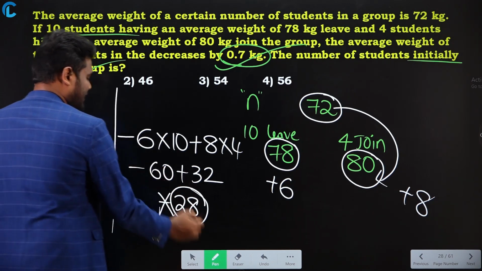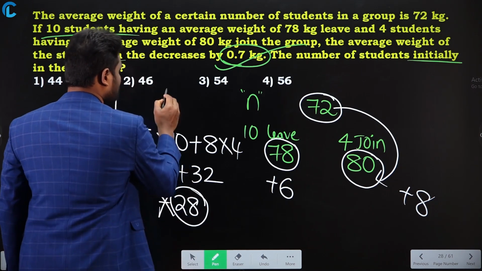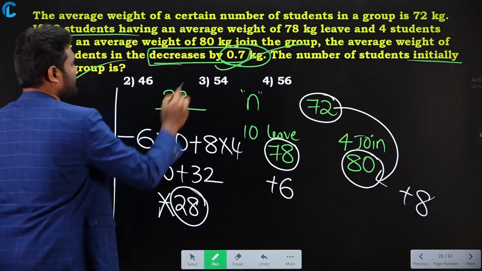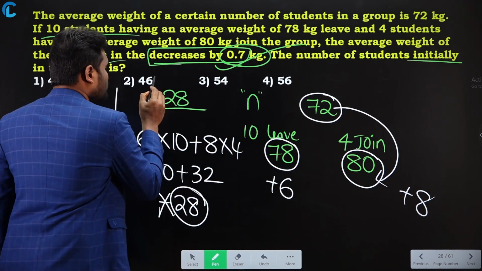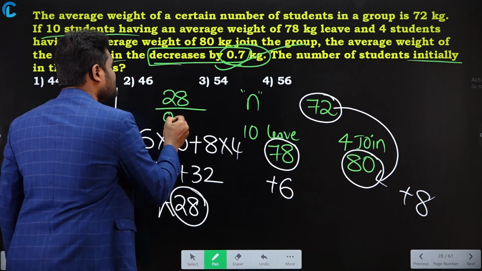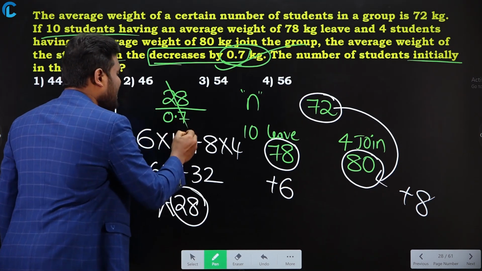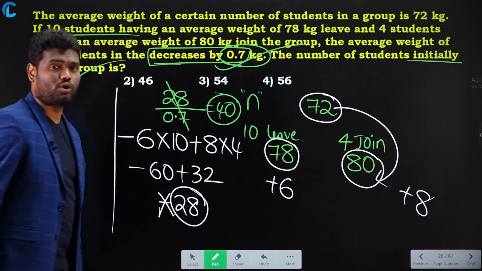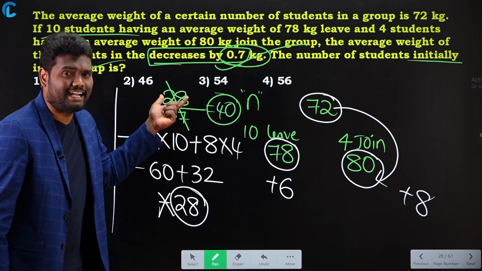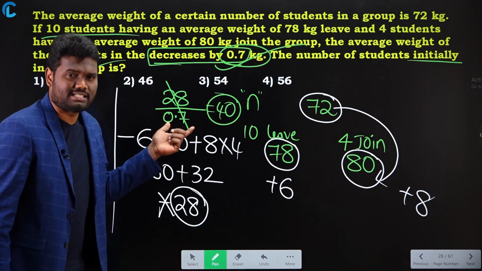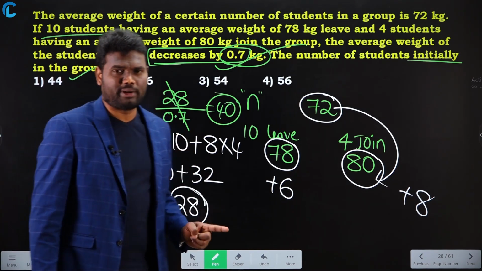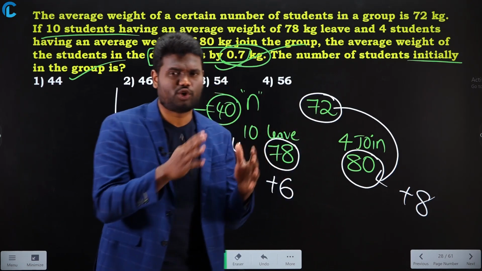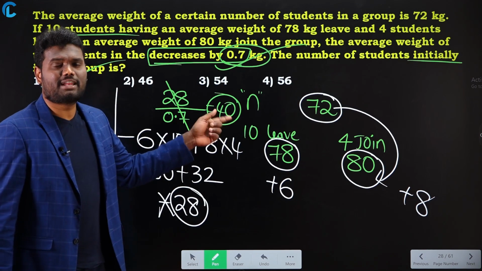Due to this 28 difference, what happened? The average decreases by 0.7. So due to this 28 difference, average decreases by 0.7 means total number of persons are like 40. Yes or no? Why? Because as the average decreases by 0.7, each and every person decreases by 0.7. So total persons are 40.